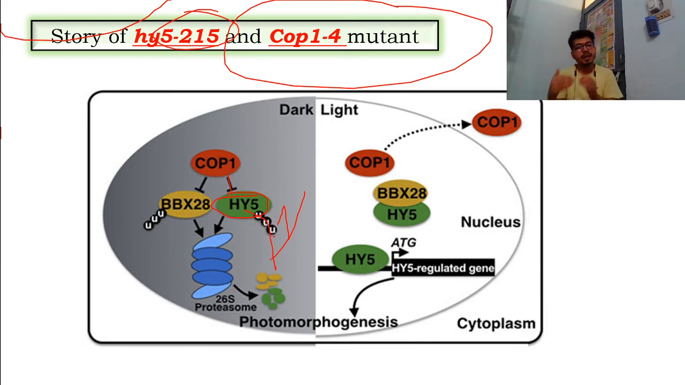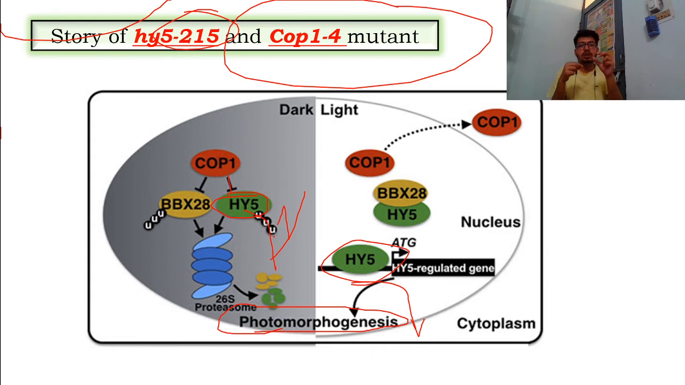But as soon as light comes, dark and light both are the conditions, the sun will rise. Due to sunlight, COP1 is transported back to the cytosol, not into the nucleus. So now COP1 is not functional, and BBX28 and Hi5 are free. Then Hi5, which is a transcription factor, will go to the nucleus and bind to Hi5 regulatory genes, and Hi5 is basically responsible for photomorphogenesis. Photomorphogenesis is really very important. So in Hi5 mutants these things will not happen, because Hi5 is not functional.